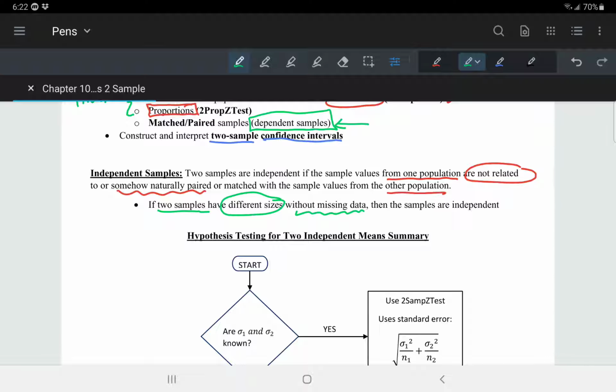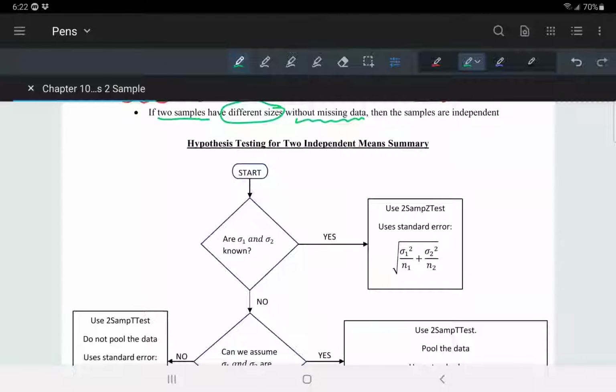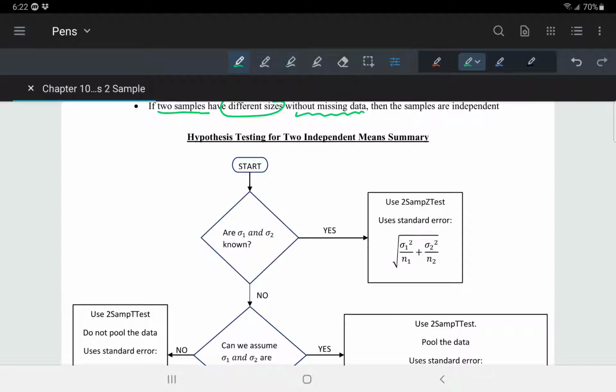Now we'll have to make choices about what we're going to do with these independent samples. So here's a flow chart, and if sigma 1 and sigma 2 are known, then we use the 2-sample z-test. The standard error here, which goes in the test statistic, is listed as follows. Notice we know the sigma 1 and the sigma 2s.